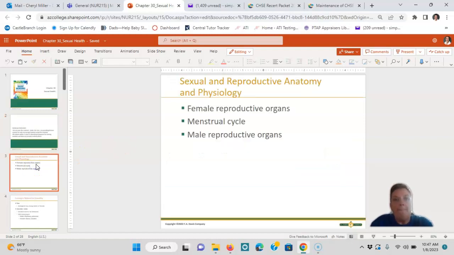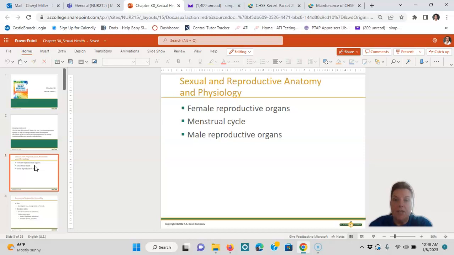All right, so for sexual reproductive anatomy and physiology, you need to go back. Remember in A and P, you learned all the parts and pieces of all the organs. You learned about the menstrual cycle, and you also learned about the parts and organs for the male. That's just a review for that. You want to make sure that you know all of the parts and pieces.